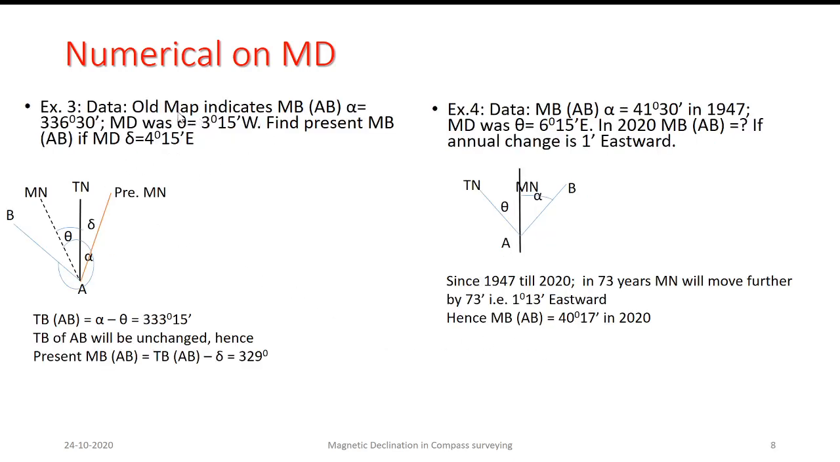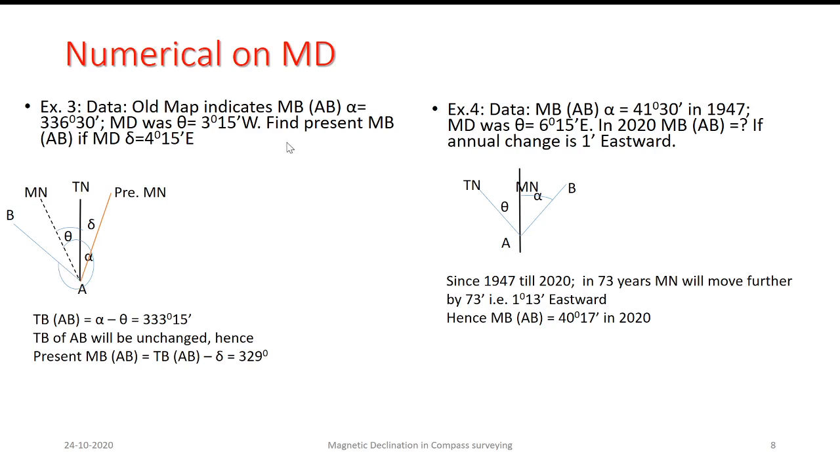Here, according to the data, the old map is giving the magnetic bearing of a certain line as 336 degrees 30 minutes. At that time, the magnetic declination was 3 degrees 15 minutes west. So, for the given situation, if we consider the magnetic north on the day of the survey, line AB can be shown making an inclination of 336 degrees 30 minutes the way I have shown here.